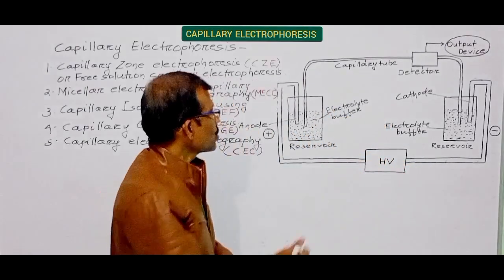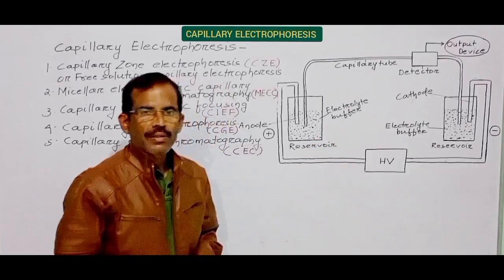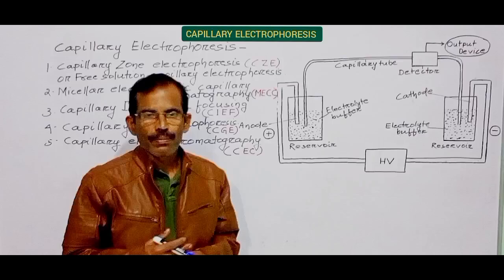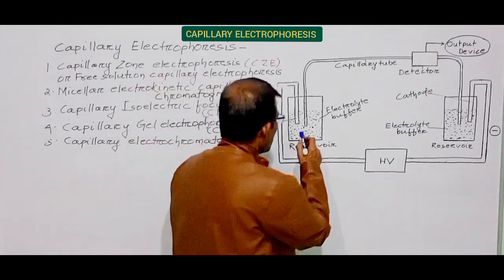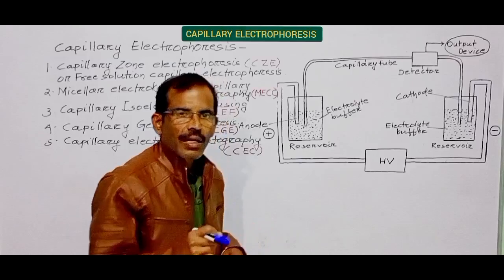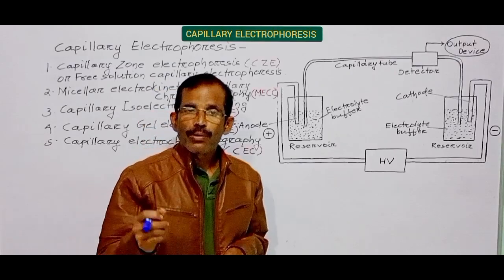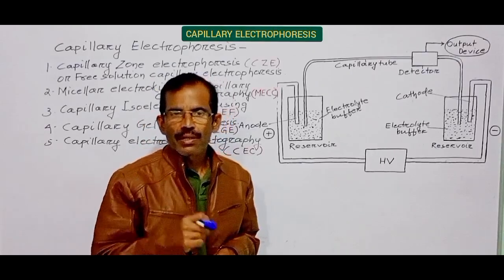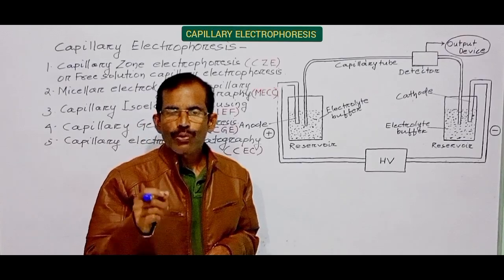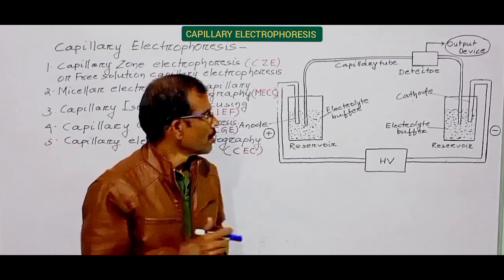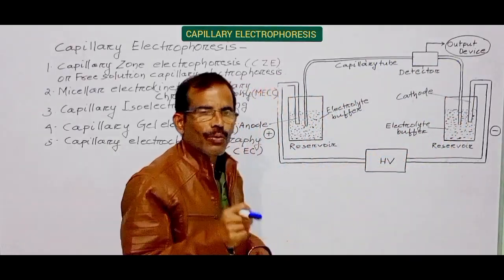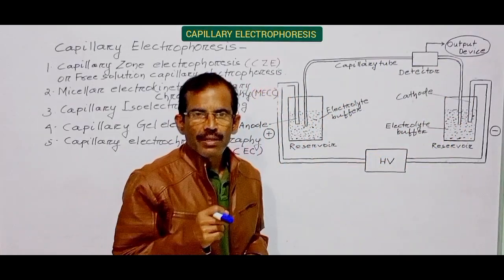This figure illustrates the basic components of a typical capillary electrophoresis system. Number 1. A narrow-bore capillary tube with an internal diameter of about 10 to 100 micrometer. Its external diameter is about 400 micrometer. The length of the capillary tube is between 10 and 100 centimeter.